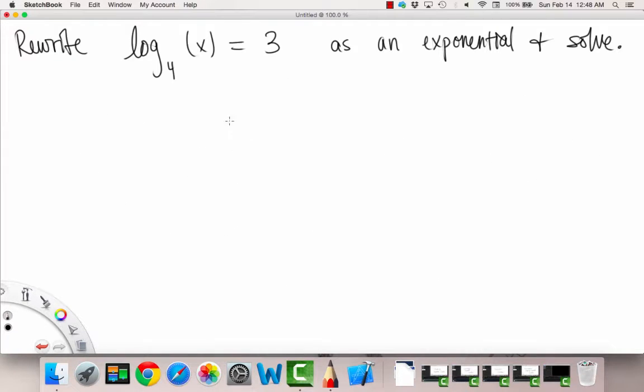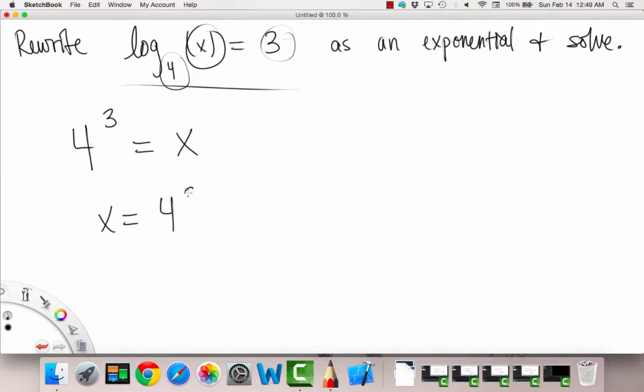So here's an example. Rewrite this logarithmic expression or equation as an exponential equation and then solve. We have a base of 4, so our base is going to have to be 4. Our exponent is found on the other side, so we're going to raise that to the third power, and our result is in this spot, so that's just going to be x. So x is ultimately just equal to 4 to the third, which is equal to 4 times 16, so we're just going to get x is equal to 64, and we're done.